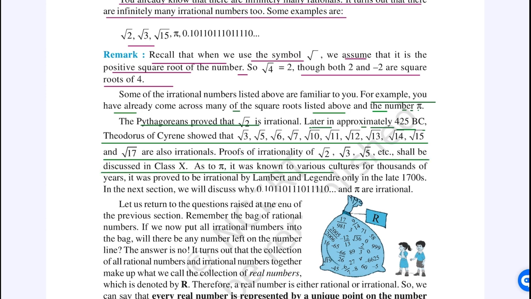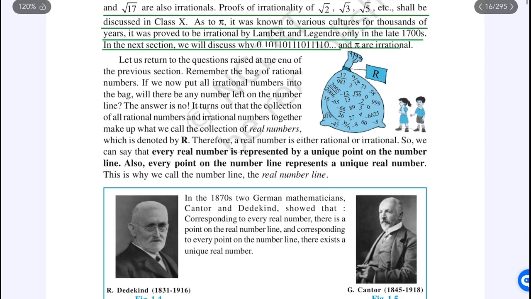As to pi, it was known to various cultures for thousands of years. It was proved to be irrational by Lambert and Legendre only in the late 1700s. In the next section, we will discuss why this number and pi are irrational.